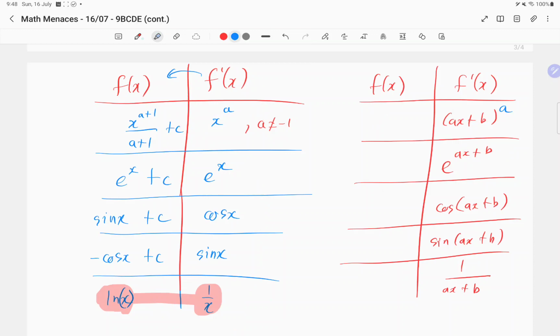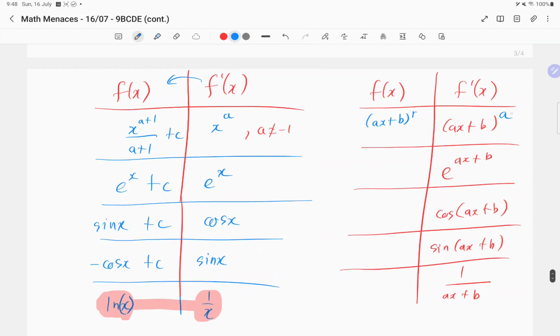When you antiderive a function of a linear function, it's the same rule. It will be adding 1 to the power, actually I will use r here, so that'll be r plus 1, and then divide by the new power, r plus 1. But you also need to times it by a. Sorry, divide by a. Yes, you also divide by the coefficient of x. That's the only difference when you have a function of a linear function.